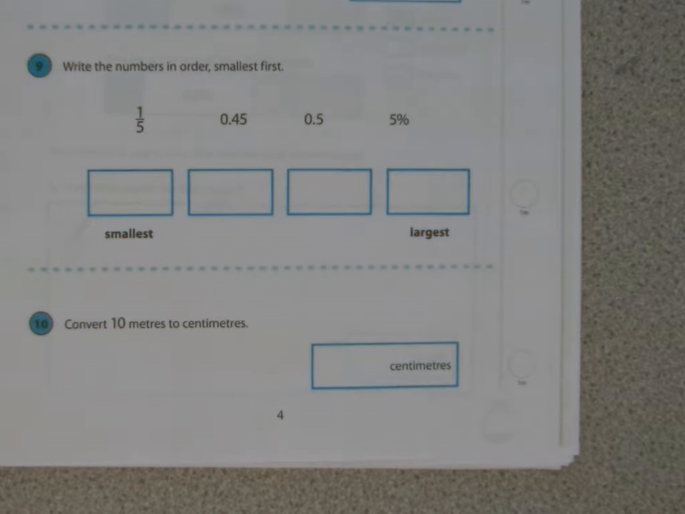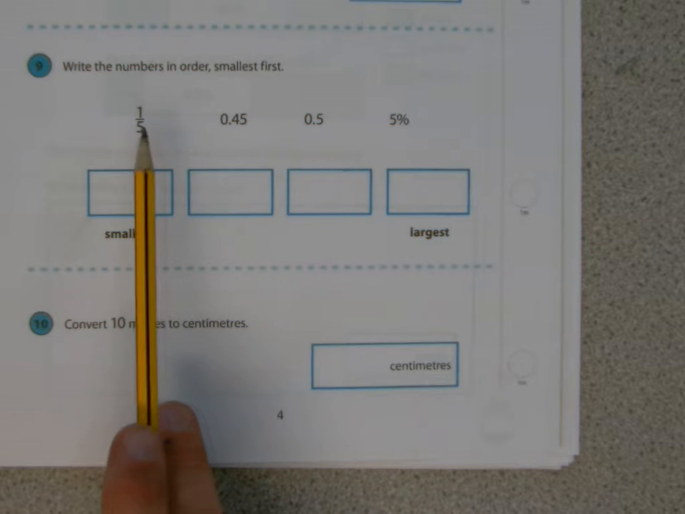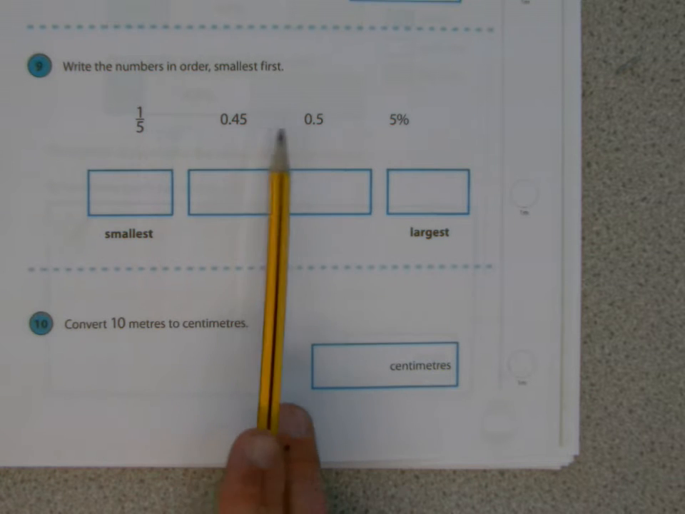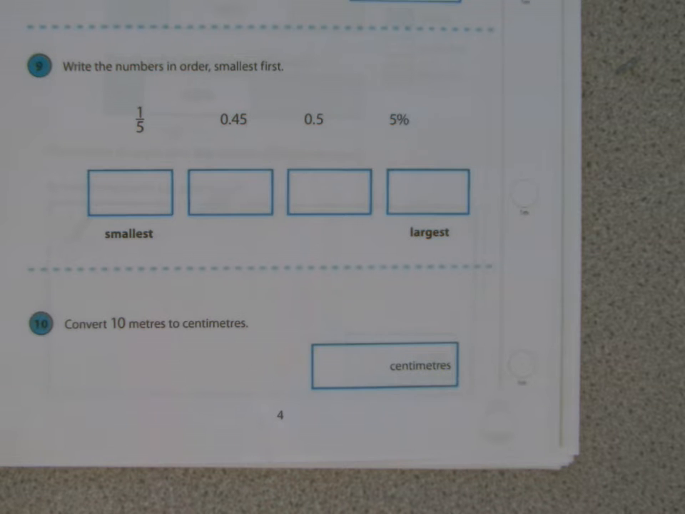Write the numbers in order, smallest first. So you notice here, we've got to compare a fraction, two decimals, and a percentage. When we're asked to compare fractions, decimals, and percentages, it's ideal to get them into one common form.